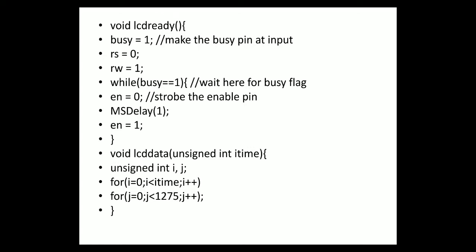So this will create almost a delay of 1 millisecond. 1275 means the delay is 1 millisecond. And because the i time value is passed as 1 in MS delay, i time will be replaced by 1. Therefore this loop will execute 1275 times. Getting my point? So the total delay created is 1 millisecond. This is the delay being calculated over there.